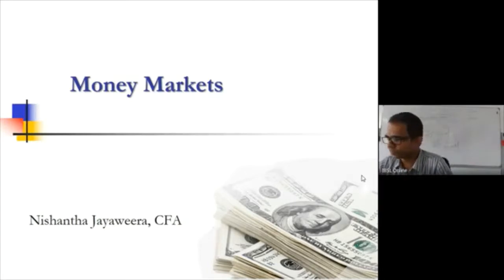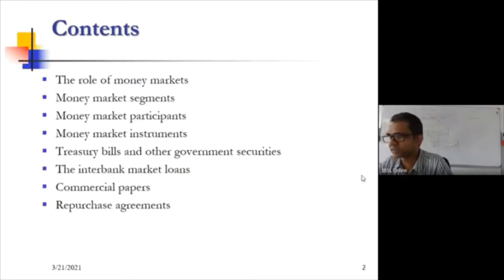Okay, money markets. We know about money markets, we discussed a little bit. So these are the contents that we are going to discuss. What is the role of money market segments? Who are the participants? What are the instruments? That's the most important part. And under these instruments: treasury bills or other government securities, in the money market very rarely any other thing, the interbank market, commercial papers and repurchase agreements. Those are the base products that we are going to discuss under money market.